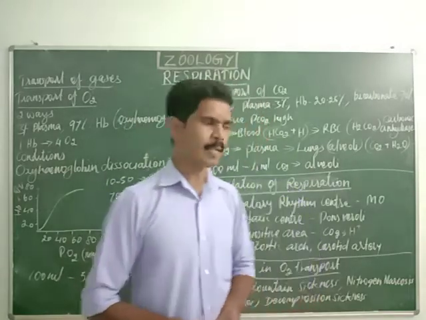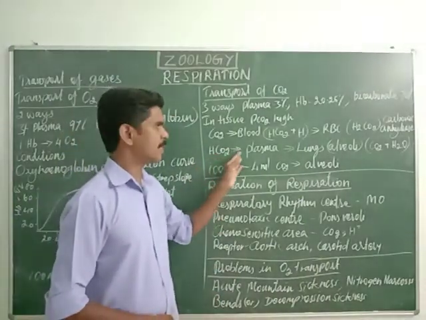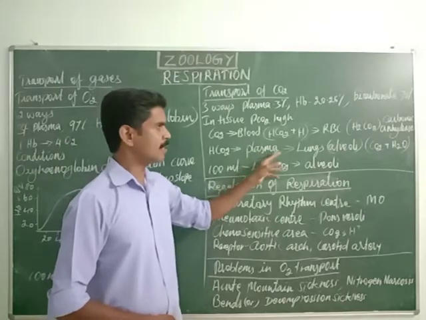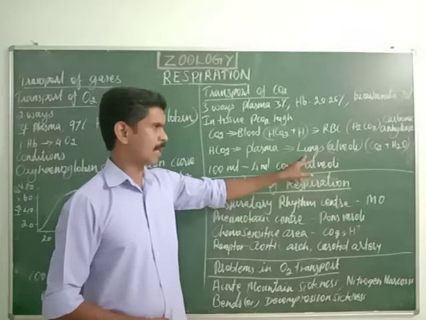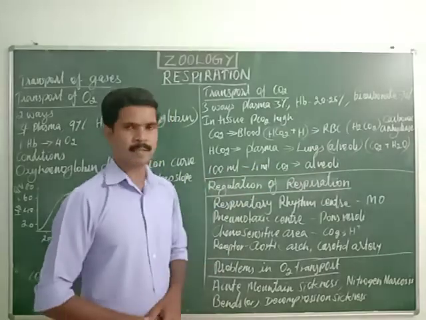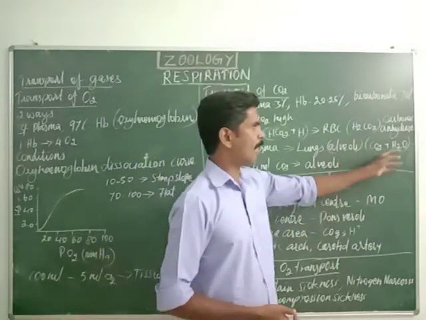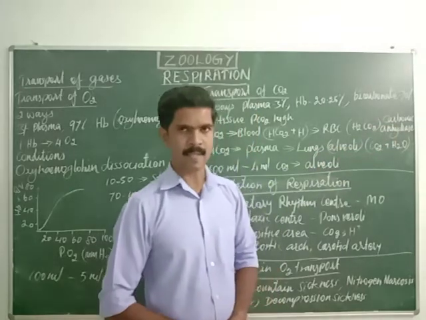Then when these bicarbonate ions enter the plasma of the blood, they move directly to the alveoli of the lungs. After reaching the alveoli, these bicarbonate ions are changed into carbon dioxide and water with the help of the same carbonic anhydrase enzyme.